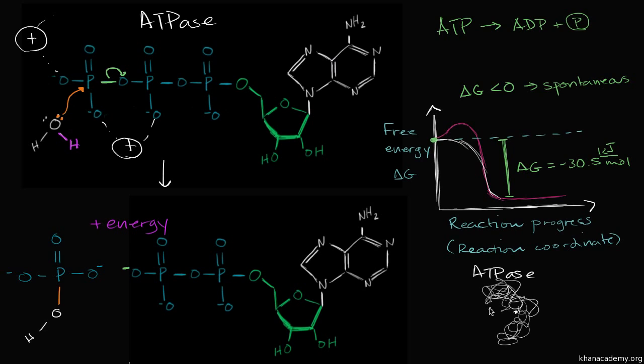So hopefully this gives you a little bit more appreciation for ATP and the reaction by which the hydrolysis can occur. And this is called hydrolysis because, at least in this example, we're using a water molecule to break it up, to take off a phosphate group.